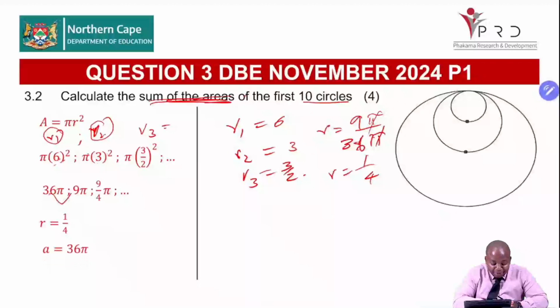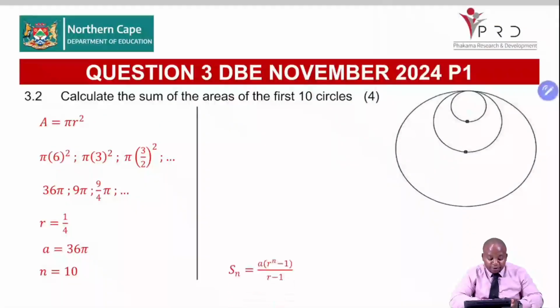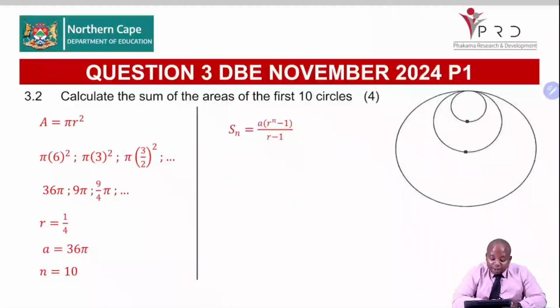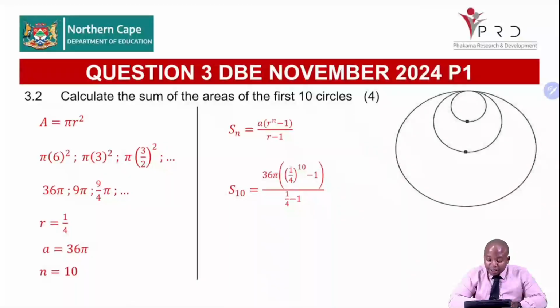Then our A is 36 pi. Then our N, because they say the first 10 circles, our N is equal to 10 in that case. Then we're going to write down our Sn for a geometric series. Then we're going to place in our values where S10, N equals 10, A equals 36 pi, into 1 over 4, which is our R, all raised to the power N. N is 10, minus 1, over R minus 1, which is 1 over 4 minus 1.